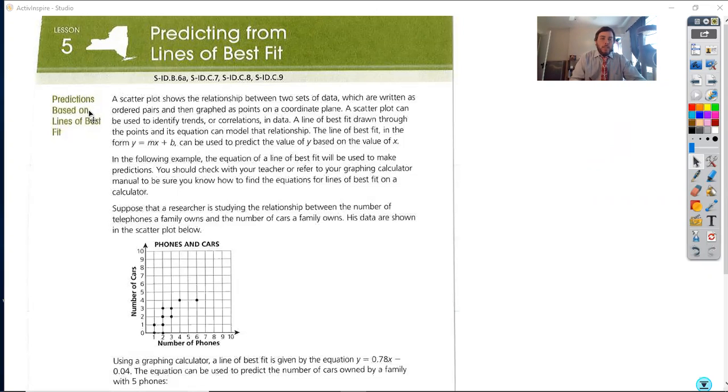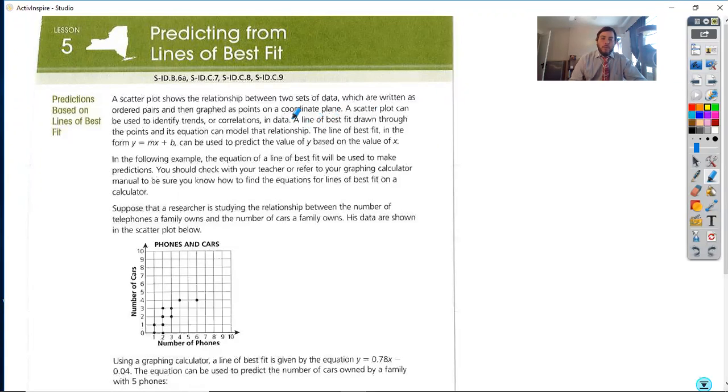So predictions on lines of best fit. It says a scatter plot shows the relationship between two sets of data, which are written as ordered pairs and then graphed as points on a coordinate plane. A scatter plot can be used to identify trends or correlations in data. A line of best fit drawn through the points in its equation can model that relationship. The line of best fit in the form y equals mx plus b can be used to predict the values of y based on the values of x.